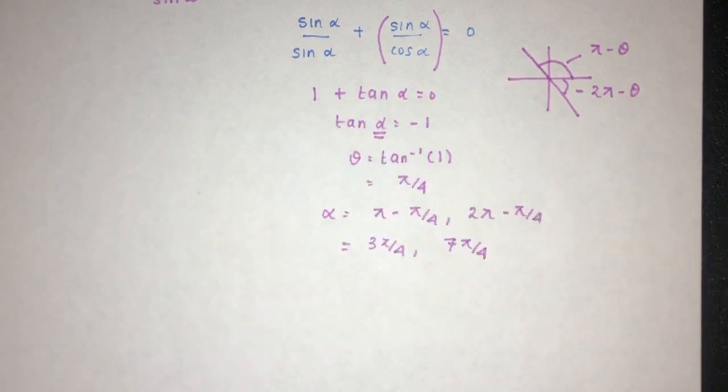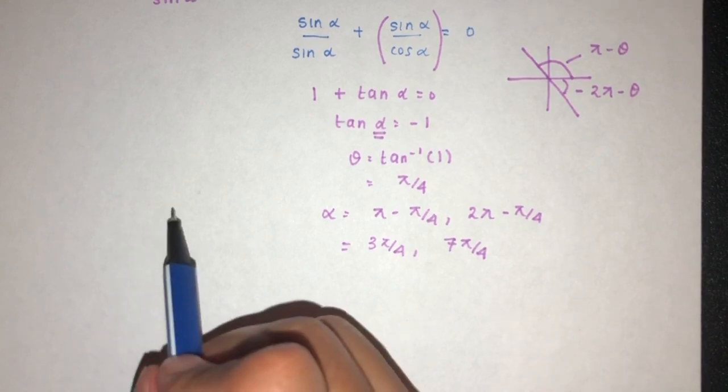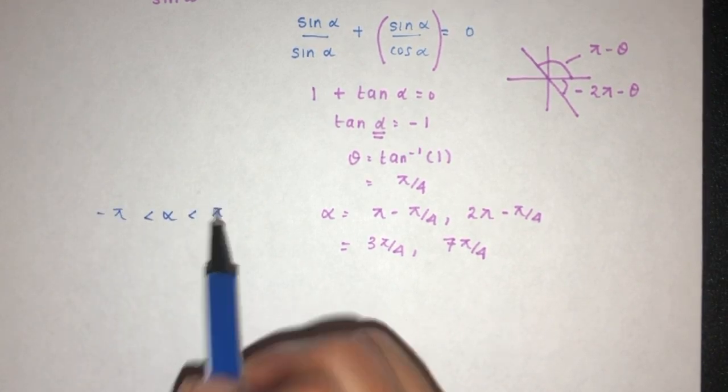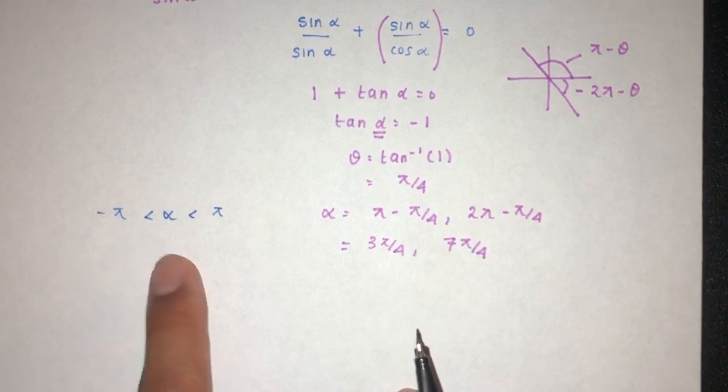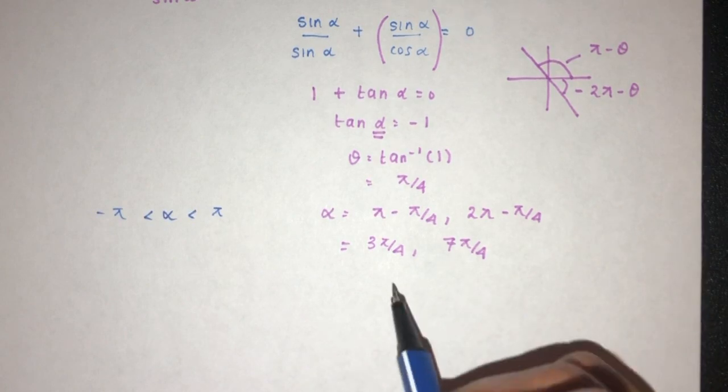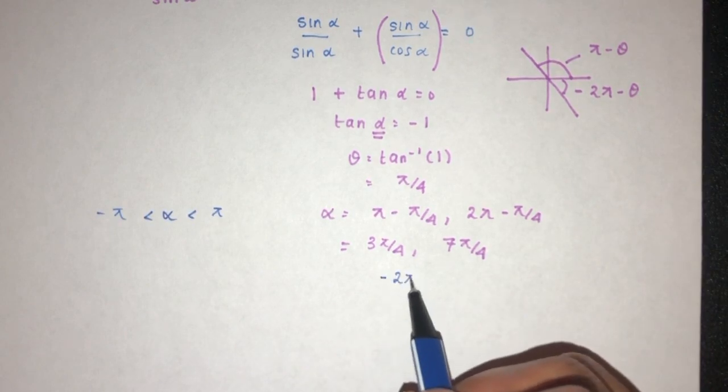Okay, so step by step, as you can see, the value of alpha has to lie between minus pi and pi. There's a reason why they gave you this range. We have to see if you have any values in this range. How do you find this? We have to try to subtract. Let's try to subtract 2 pi here and 2 pi.